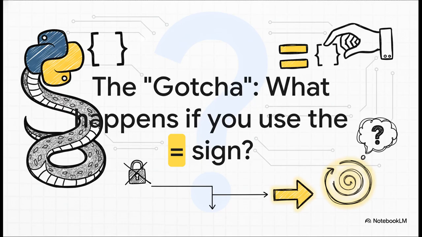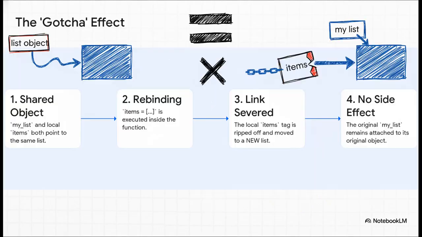But hold on, there's a classic gotcha here. What happens if you're inside that function with your list, but instead of modifying it with something like .append, you use the equal sign to assign it to a totally new list? And this is the part you really have to remember. The equal sign is the great separator.